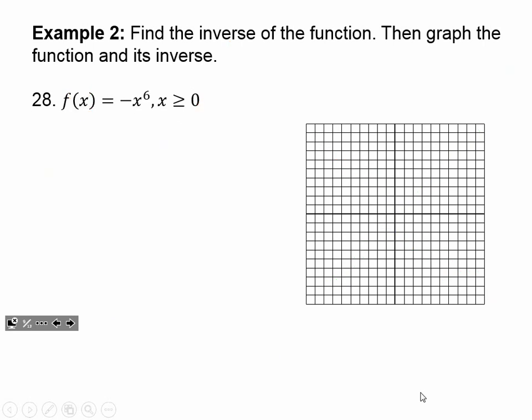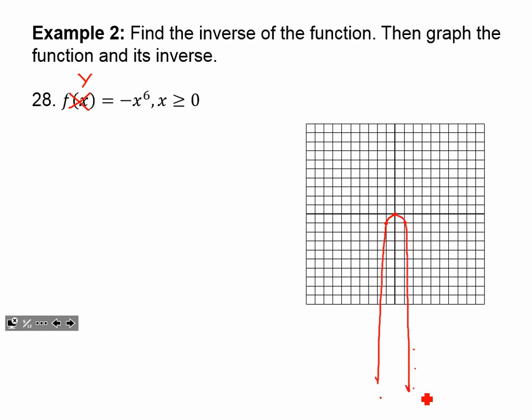Let's try another one. For number 28, here you can see we've got f of x, or y equals negative x to the 6th. And we would graph that using our calculator table maybe. But remember, we're only keeping this for x values that are greater than 0. So even though the graph itself, let's see, 2 to the 6th is 64, we'd be way, way down. Very, very steep looking graph.